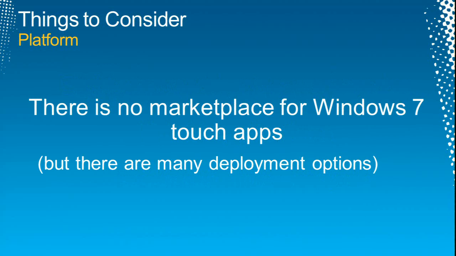The next thing about the platform that's a little bit different than other touch platforms, especially in a tablet environment, is the deployment story. On Windows 7, unlike Windows Phone 7, there is no marketplace where you can put your applications out there for consumers to find and purchase. I think that's actually an advantage for a lot of situations because you still have all of the really rich deployment options that you have with your Windows applications today.